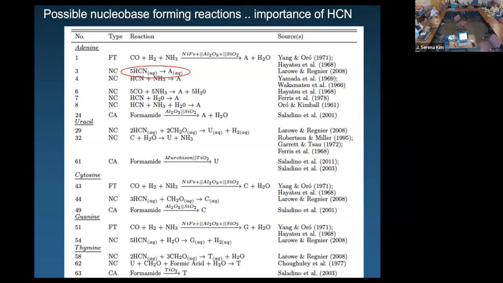our chemical networks. Just take adenine. Here's a list of reactions in the presence of, these are Fischer-Tropsch. Here's non-catalytic. This is the one I highlighted: five hydrogen cyanide in water gives you adenine. Uracil, there's the role of hydrogen cyanide as an example. Keep going down the list. That's where your nitrogen is coming from primarily.